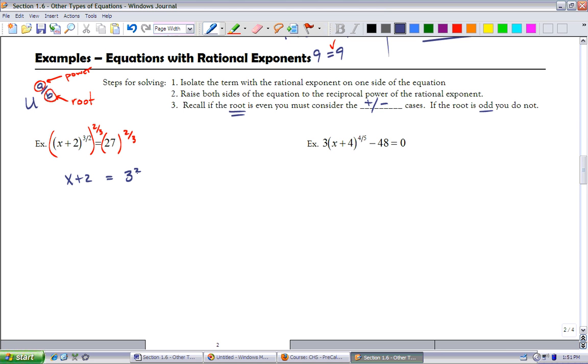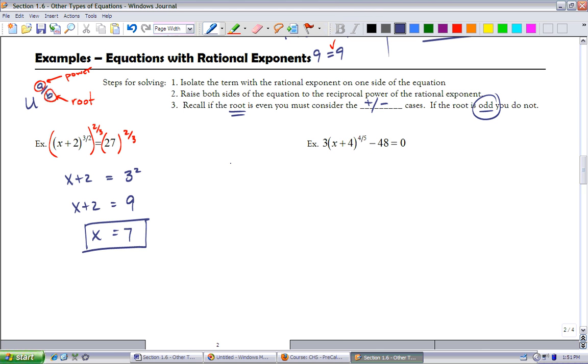Okay? And remember, since we took a cube root and it's odd, we do not have to consider the plus or minus case. Then we take 3 and we square it and we get 9. We subtract 2 from both sides and you get 7. So there's your answer. X equals 7.